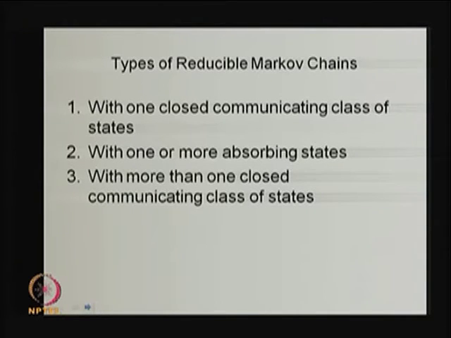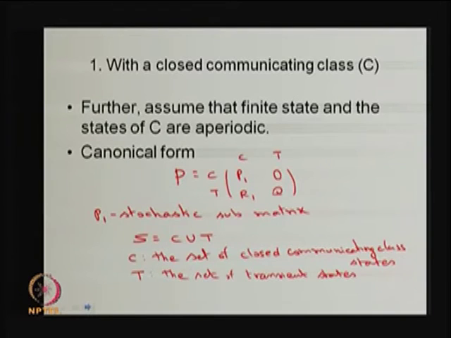We are going to discuss the first two of these three in detail, and the third I am not going to discuss. The way we are discussing the first model, similar logic can be used to study the third type also. The first type is a reducible Markov chain. That means it has a few transient states and one closed communicating class.